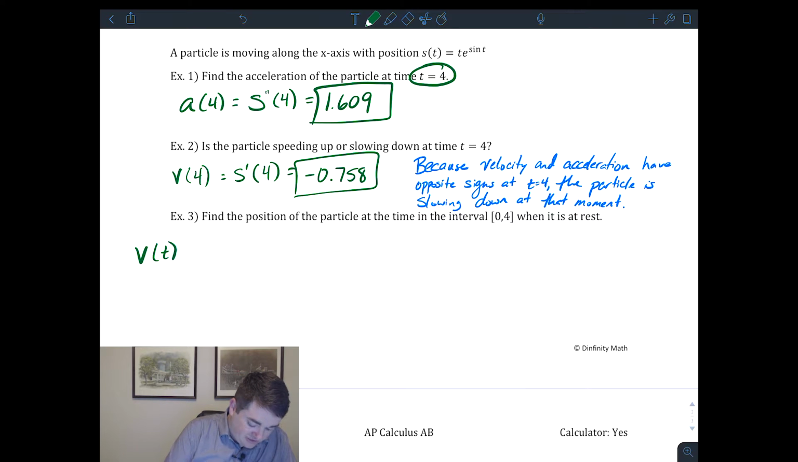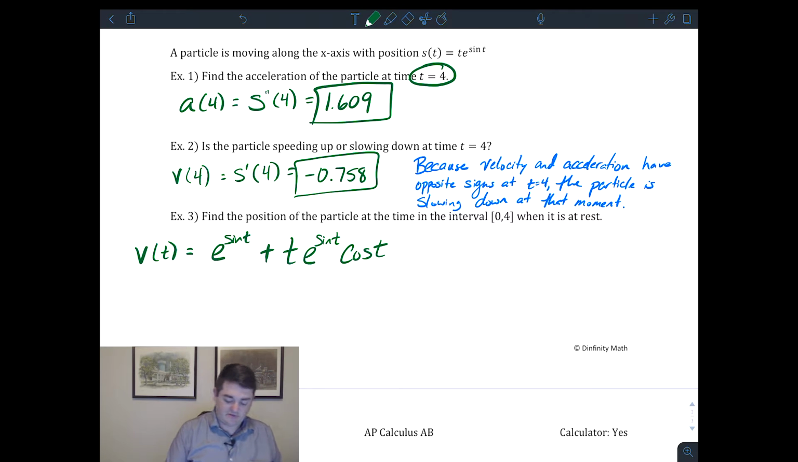So the velocity function, I'm combining the product rule and the chain rule here. So I've got 1 times e to the sine t plus t times e to the sine t times the derivative of sine t, which is cosine t. There's my velocity. I want to set this equal to 0. Now, because this is a calculator active problem, I can use the graph of this function to solve this. So I'm going to graph this function and then look and see where from 0 to 4 does it cross the x-axis. And it turns out that that happens at time 2.074.